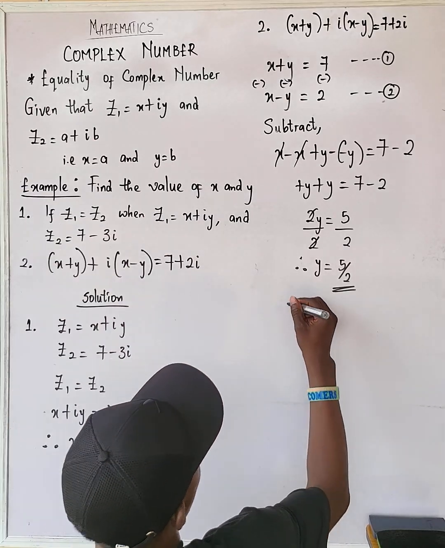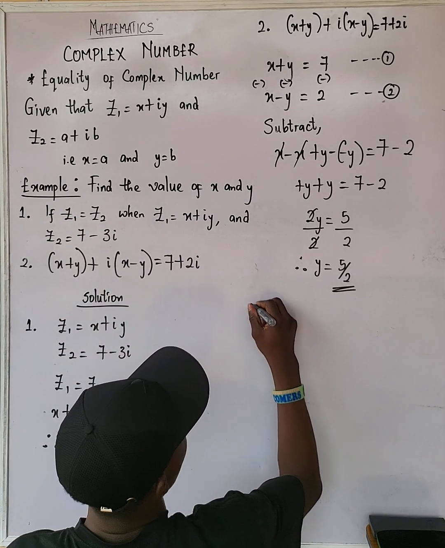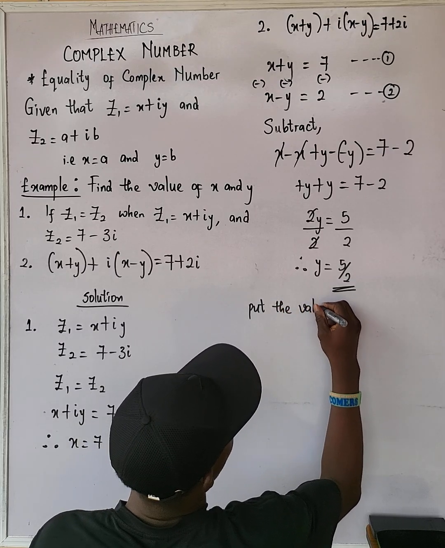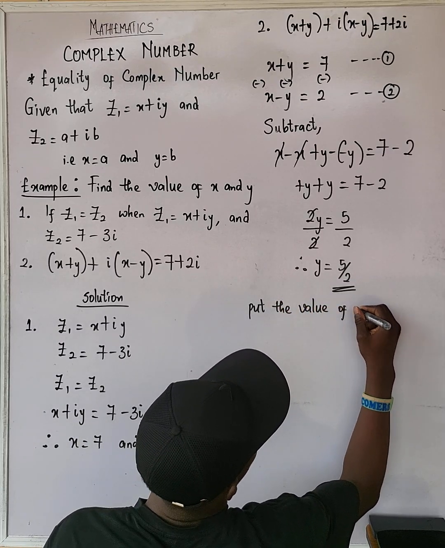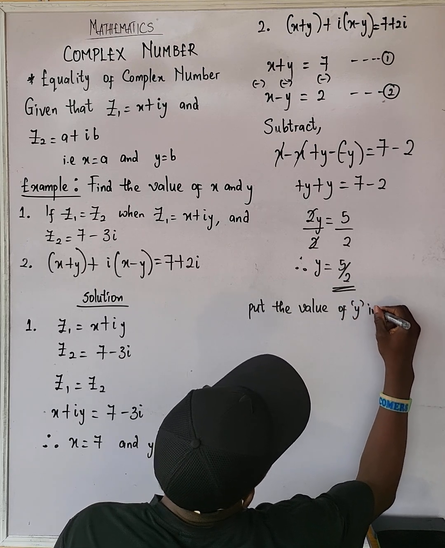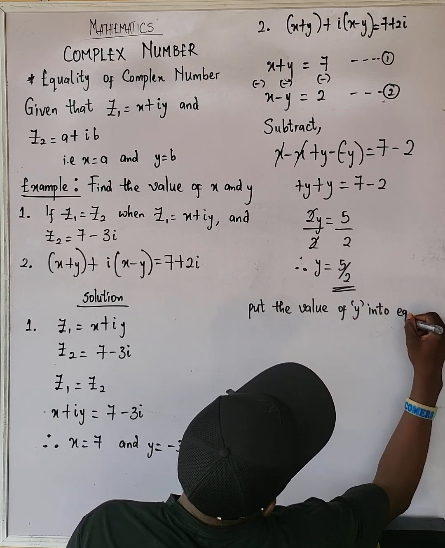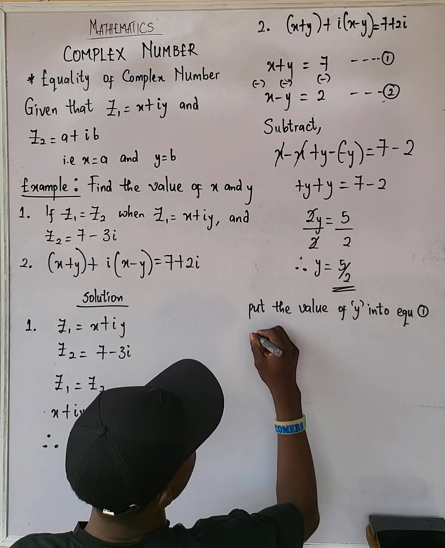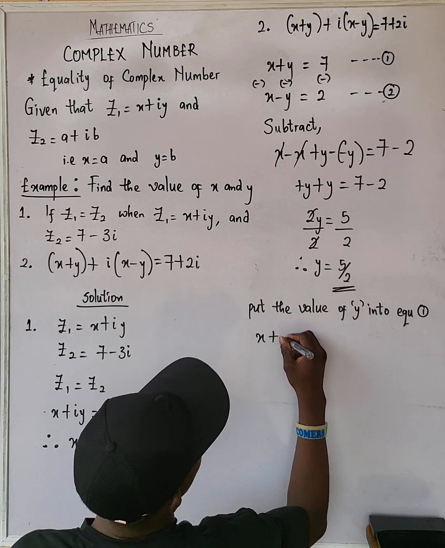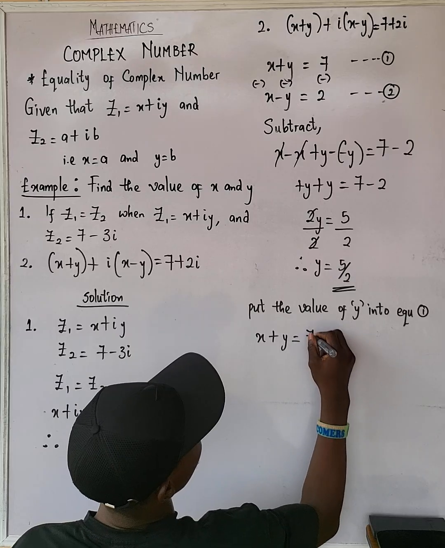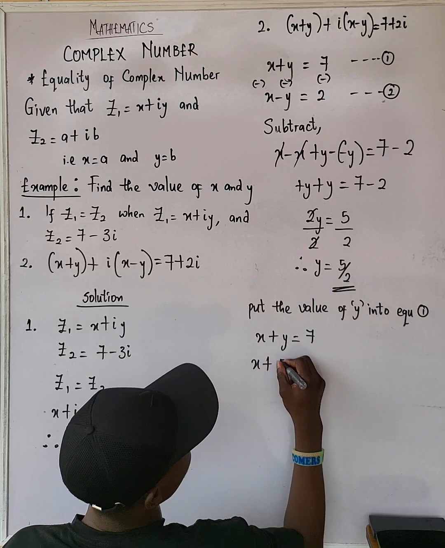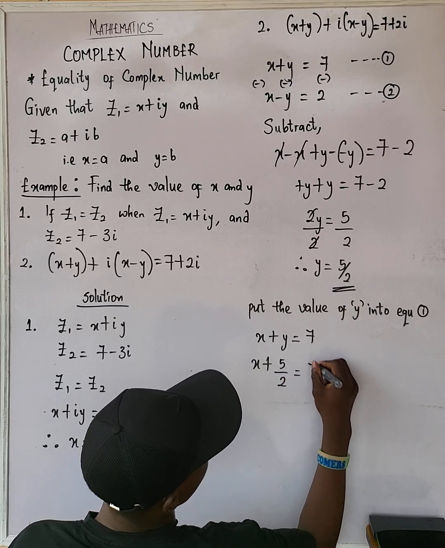X. So let's say put the value of y into equation 1. Let's put it inside equation 1. What is equation 1? Equation 1 says what? X plus y equals to 7, right? So what are we going to have? That will be x plus, what's our y? Our y is 5 over 2 equals to 7, right?